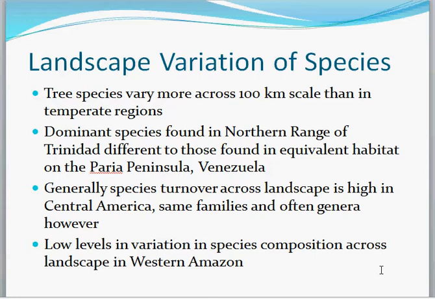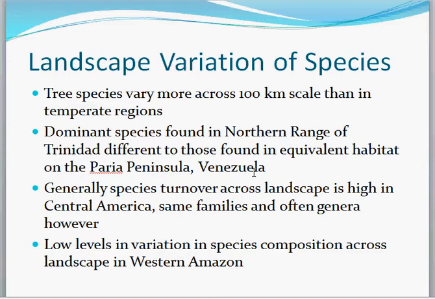the species of trees that you find between the northern range of Trinidad and equivalent areas in the Paria Peninsula in Venezuela. So the eastern end of the Paria Peninsula is very similar in environment or habitat to the eastern end of the northern range. But the species that you find can be very different. The dominant species are actually very different between these two areas.